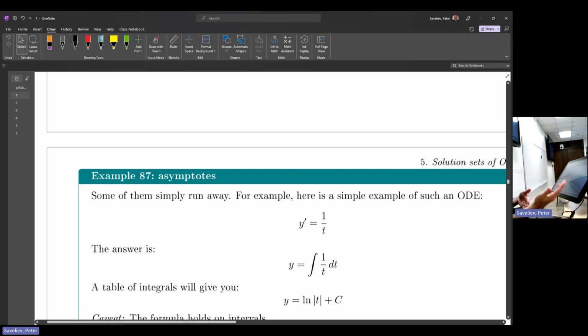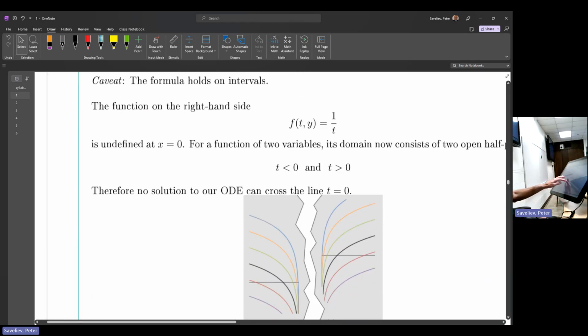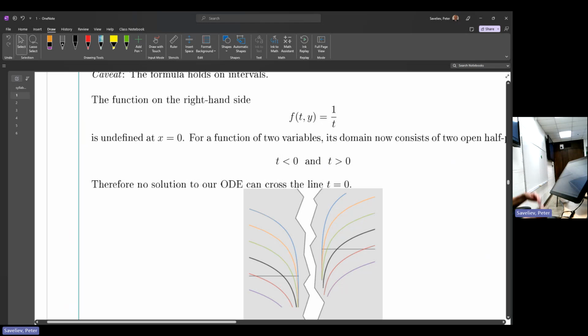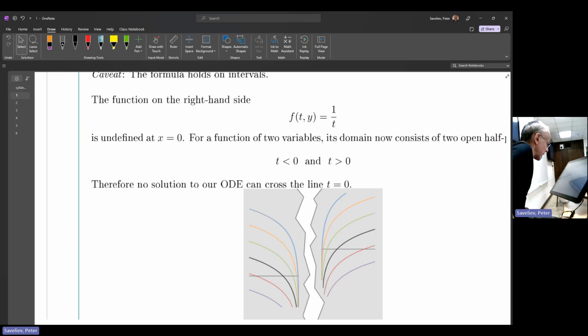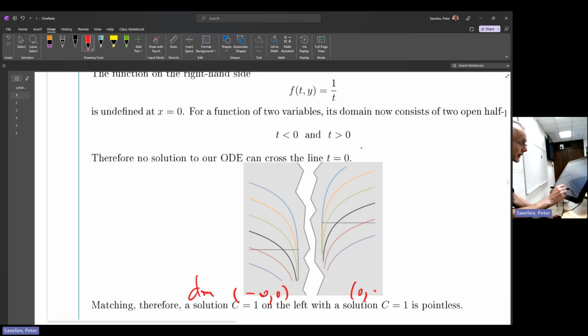Okay, so the answer is logarithm, but really what the reality looks like, you have a bunch of equations on one side and on the other side. And so the domains on the left, what's the largest domain on the left? It's negative infinity to 0, right? On the right, the largest domain is 0 to infinity.